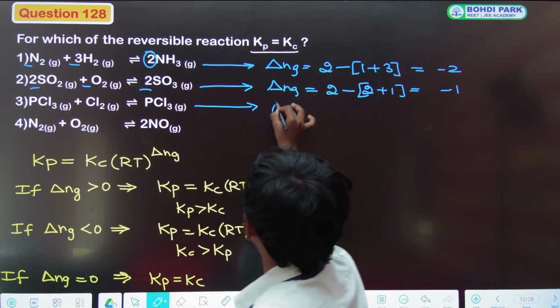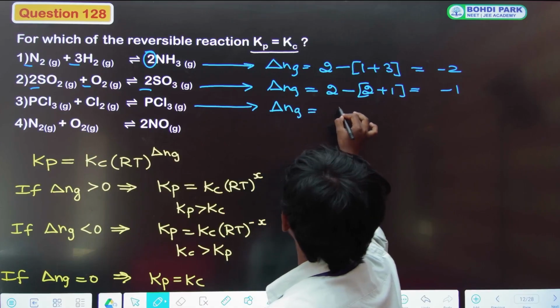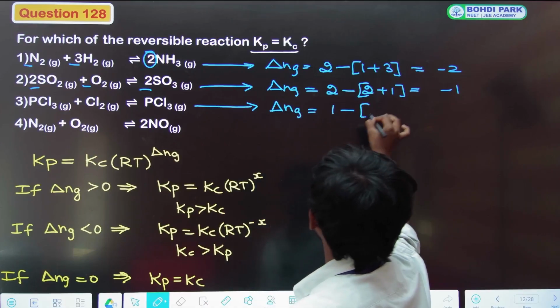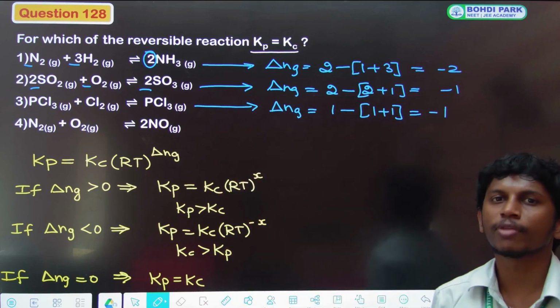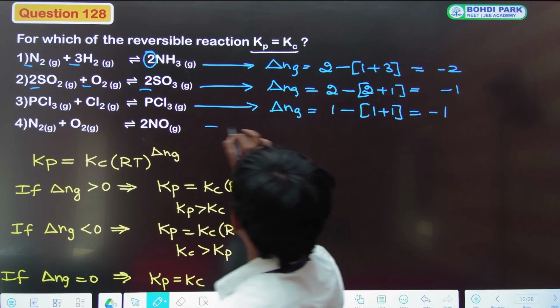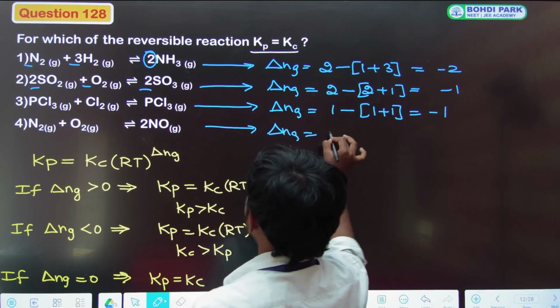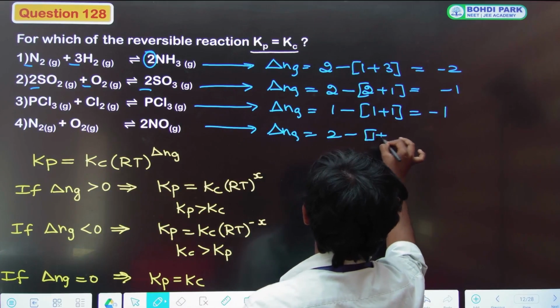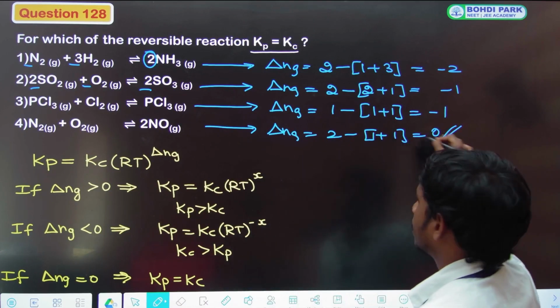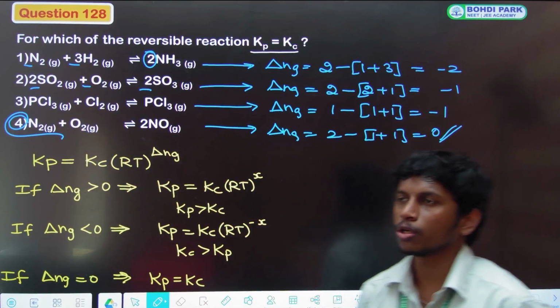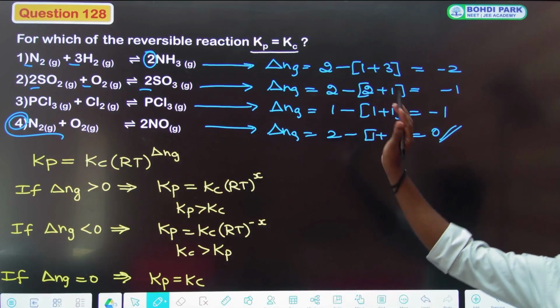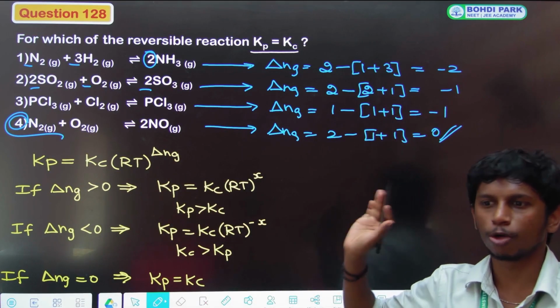Then the third one, delta Ng is equal to 1 minus 1 plus 1, so the answer is minus 1. Here also delta Ng is not equal to 0. Then in the fourth one, delta Ng is equal to 2 minus 1 plus 1, that is equal to 0. Delta Ng is 0, that means Kp is equal to Kc. For all fourth option, the delta Ng will be equal to 0, so Kp is equal to Kc.